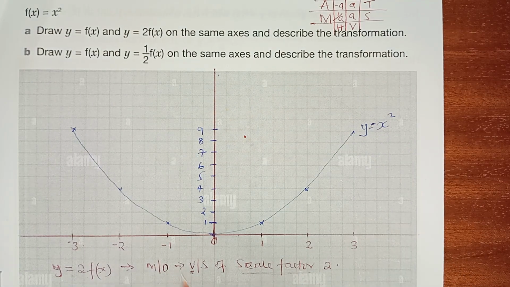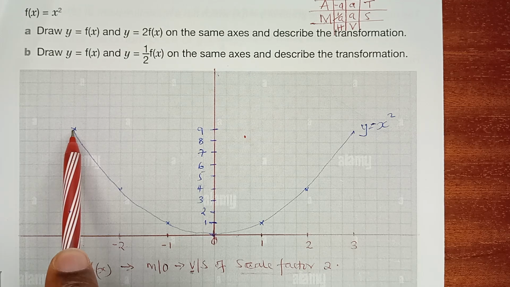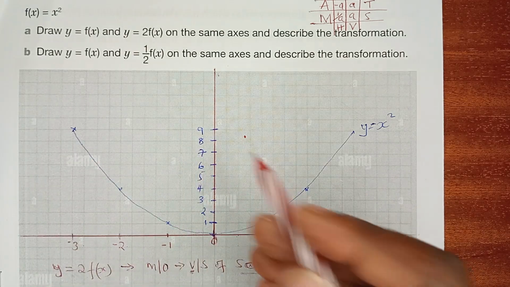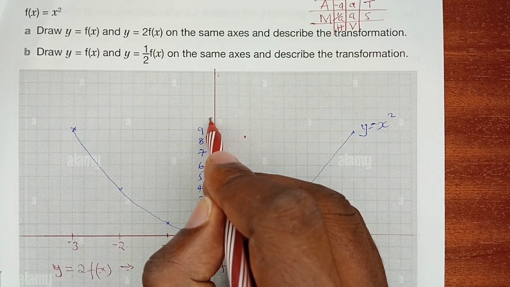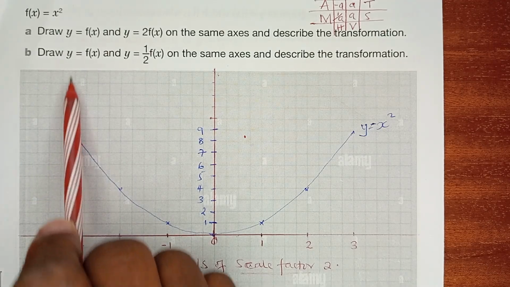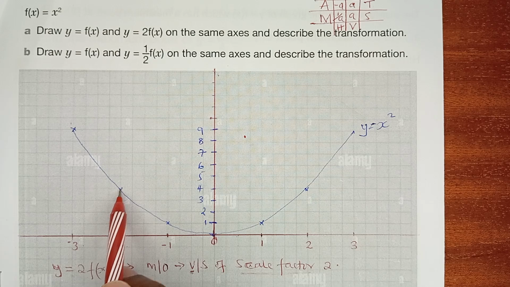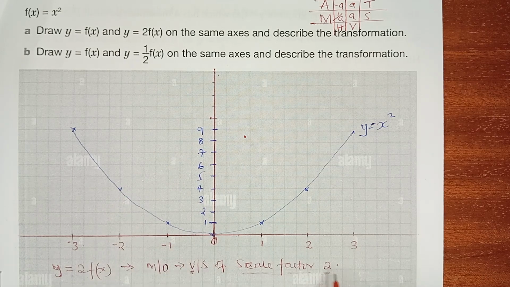What does this mean? If you come to this graph, our value of y here is 9. 9 times 2 becomes 18. I don't think we can get to 18 on this scale, it is supposed to be up there. But that is not a problem, because we will see how this is explained using other points. When x is minus 2, the value of y is 4. 4 times 2 is 8.